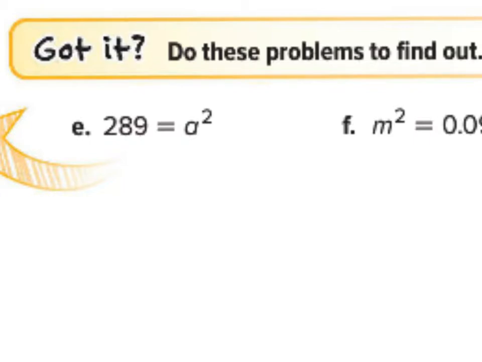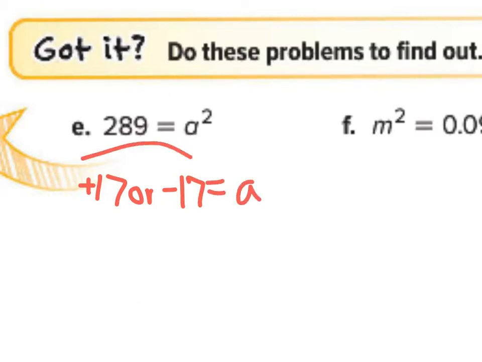So I know that positive 17, I could just write regular 17, I don't have to put the positive sign, or negative 17 equals A. They both work. One way to write this, you could also write positive negative 17, right? That would be the more proper way to write it, equals A.